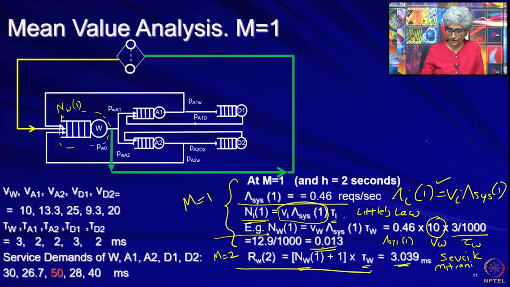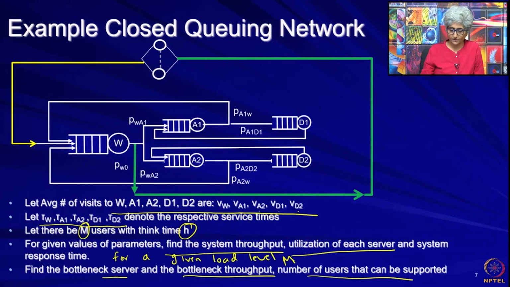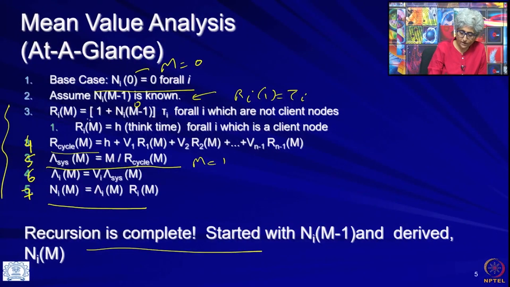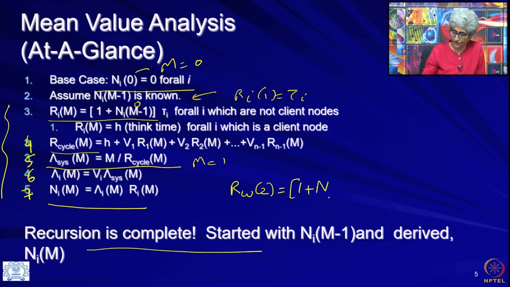Again, I will show you what it is that we are applying. Now we are applying this step. We applied this for m equal to 2, and for i equal to the web server, RW(2) we said was equal to 1 plus n web server at 1, multiplied by tau at web. That is what we did.